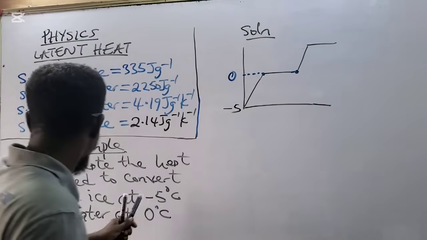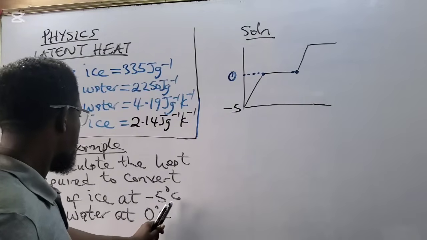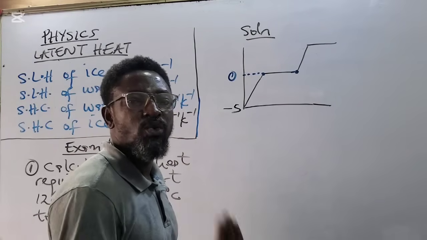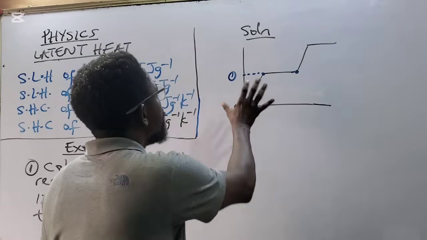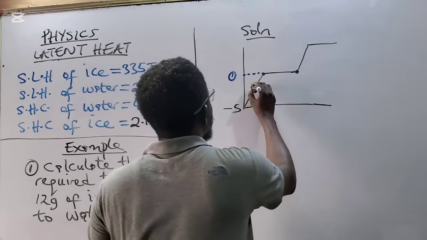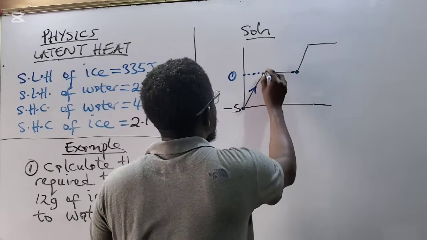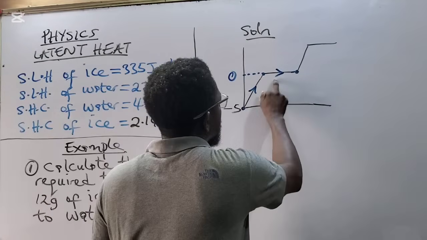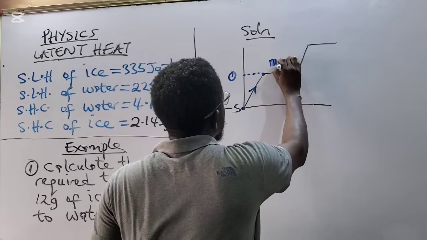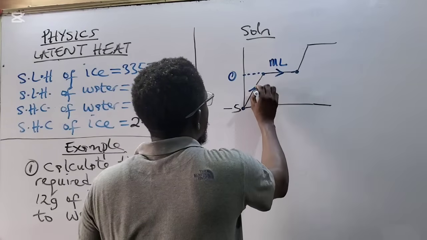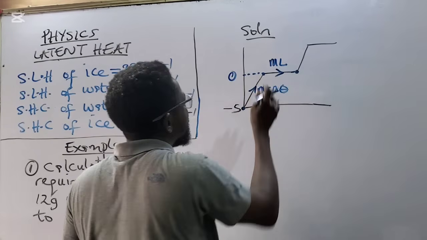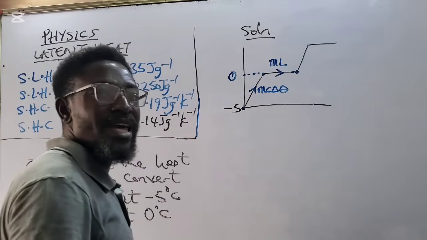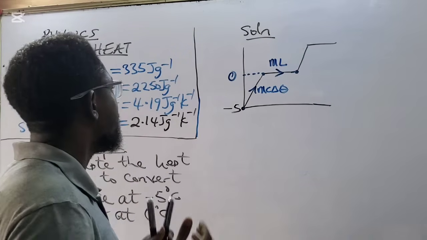Since you have to convert 12 grams of ice at minus 5 to water at 0 degrees C, the diagram simply tells you the number of calculations we are going to do. I'm going to do 2 calculations because I'm moving from here up to this point, so here and here. At this point here, there's no temperature change, so I'll have mL. From here I'll make use of mc change in theta, because there's a change in temperature. So the total heat required is mc change in theta plus mL. If I do that, I will be able to get the required answer.